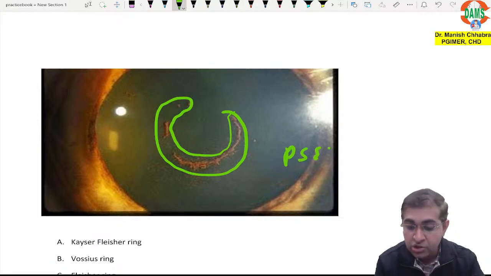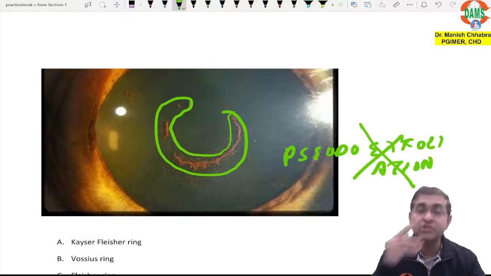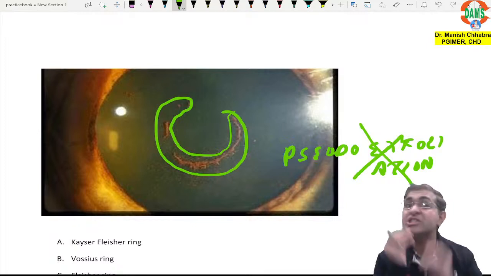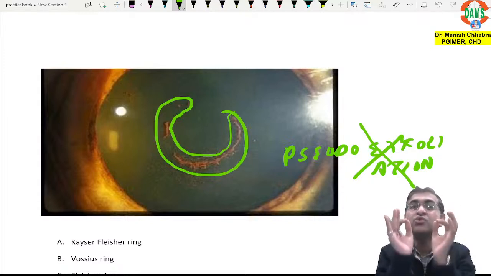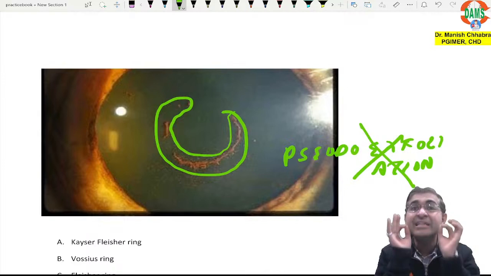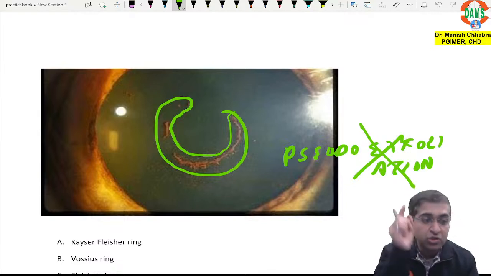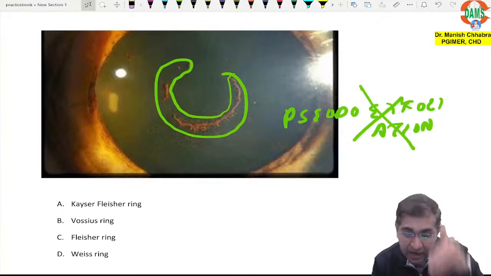Now some of you may call it pseudoexfoliation. And I will say, no, it is not pseudoexfoliation, because in pseudoexfoliation there is a dandruff-like material which you see on the anterior lens capsule. But here it is a pigment, so it is not. Don't confuse it with pseudoexfoliation.